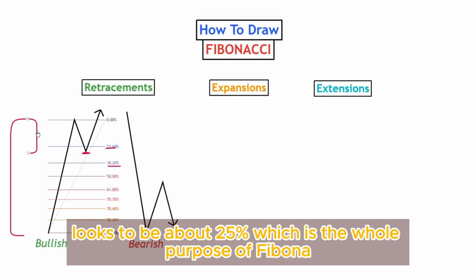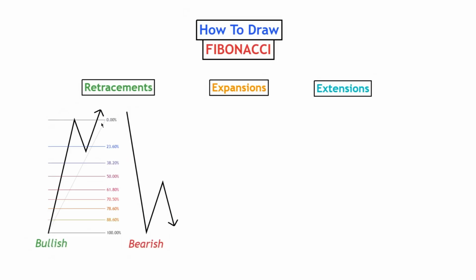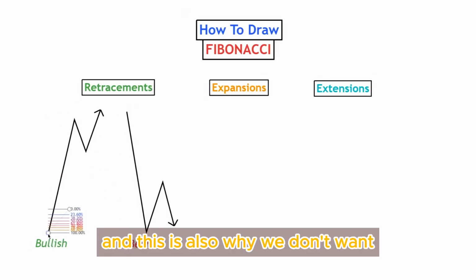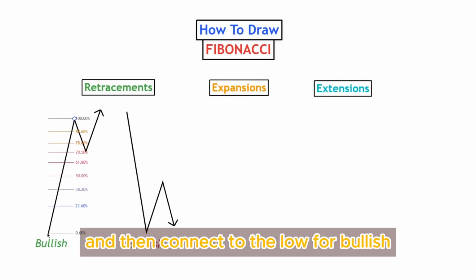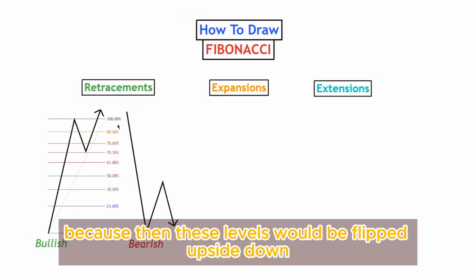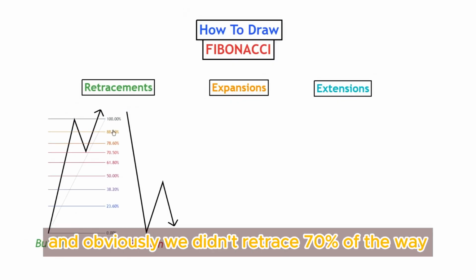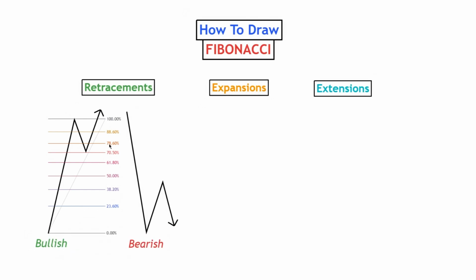Which is the whole purpose of the Fibonacci retracement tool and why it only works on corrective movements or retracements. And this is also why we don't want to start by connecting to the high first and then connect to the low for bullish impulsive moves. Because then these levels would be flipped upside down. And obviously we didn't retrace 70% of the way. We only retraced about 25% of the way.